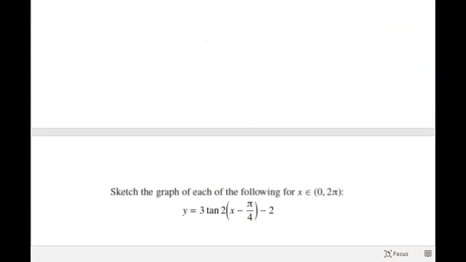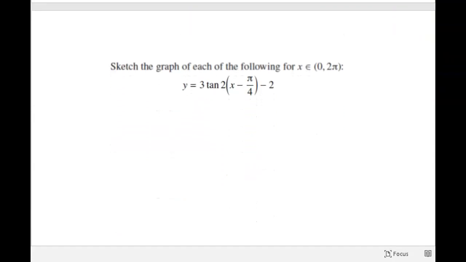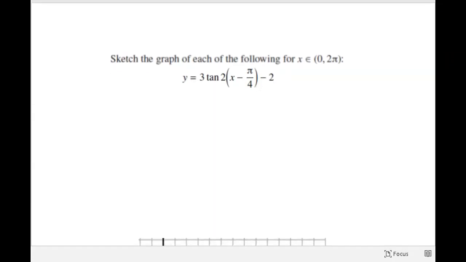Right, let's move on to a second example. This time we're going to go into sketching a tangent function. So we're just going to sketch the graph of each of the following functions between the domain 0 to 2 pi. So the equation that we have is 3 times tan 2 brackets x minus pi on 4 take away 2.